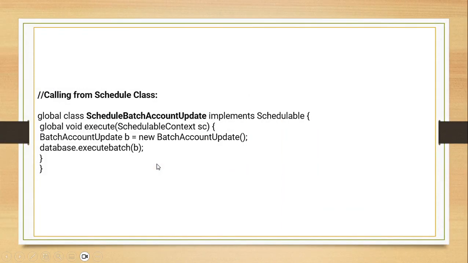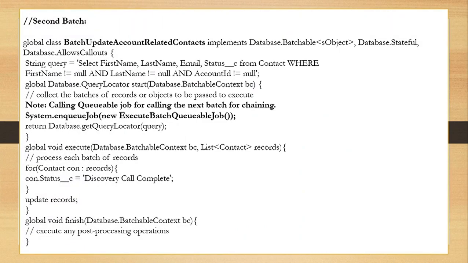Calling from a schedule class, that is global class ScheduleBatchAccountUpdate implements Schedulable, global void execute(SchedulableContext sc), that is calling another batch from your schedule class. Here the second batch is called when the first batch finishes: global class BatchUpdateAccountRelatedContacts with a string query. After that, in the execute method you process the list of contacts, processing each batch of records, and you do any post-processing operations in the finish method.